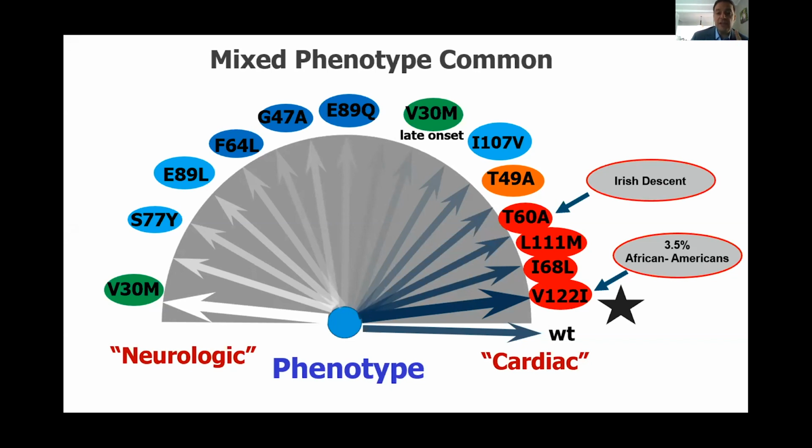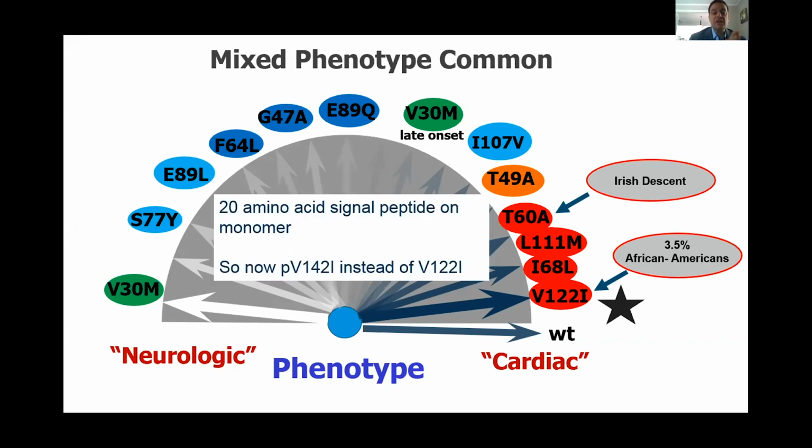Now, something very confusing is that the nomenclature on genetic testing has recently changed. There's a 20 amino acid signal peptide on the monomer that they're now including. So instead of V122I, you'll see the letters p.V142I. It's the same exact mutation; they're just including this 20 amino acid signal peptide. This is confusing a lot of people, who say, oh my gosh, this is a mutation I've never seen. So be aware of this nomenclature. I'm using the old nomenclature here for the rest of my talk.